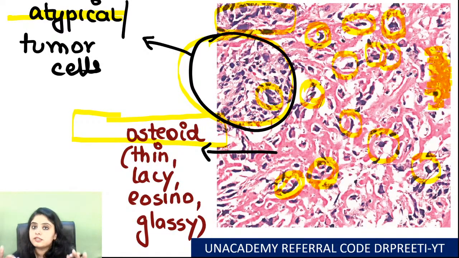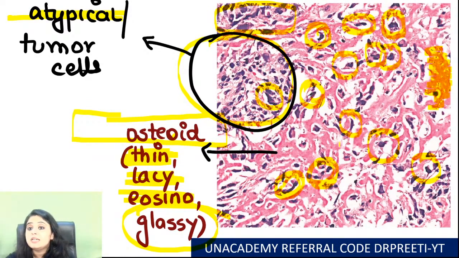First, you should know the histopath description of osteoid, and that is, it is thin, lacy, eosinophilic material. Eosinophilic because it is pink, thin and lacy, and some people also call it glassy. And remember, it is these tumor cells which are laying down this osteoid. They are depositing this osteoid. That is why you see the osteoid in between the tumor cells. And without this, you will not make the diagnosis of osteosarcoma on histopath.